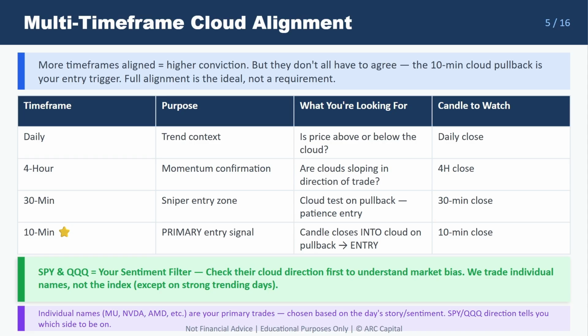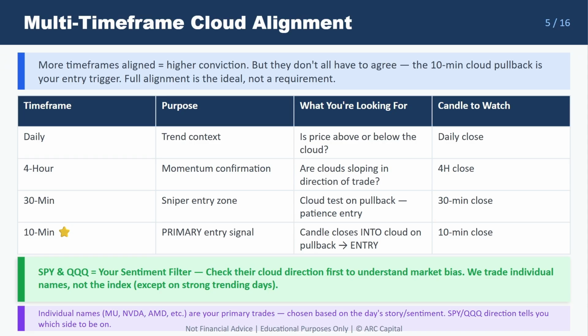So going over each time frame, their purpose, what you're looking for, and candles to watch. For the daily, you're looking for trend context, right? You're seeing if your overall trend is upwards, downwards, if you're above the clouds, right? Or if you're at a test of the clouds or below them, right? So the candle to watch are the daily closes, right? Those daily closes are going to tell you a lot about what could potentially happen the next day, right?